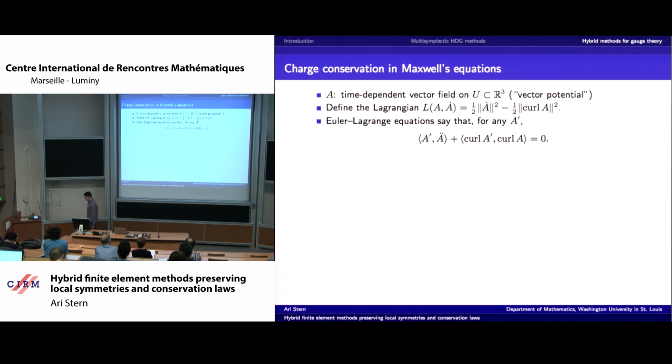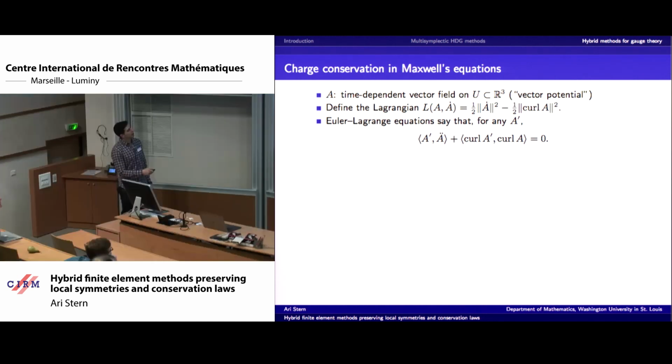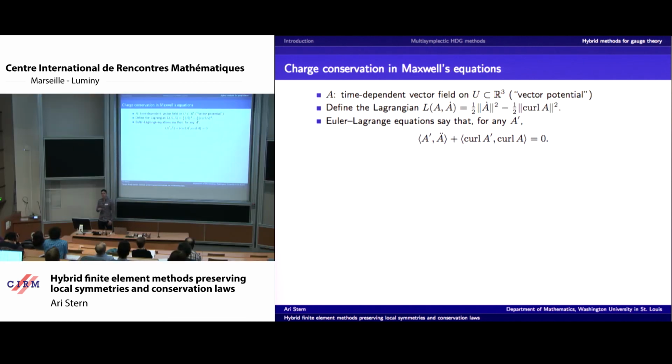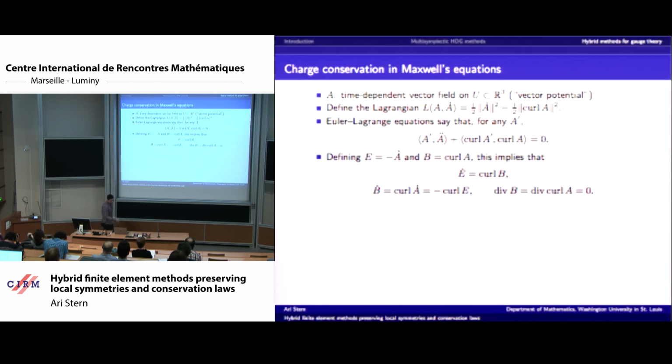All right, if I do the Euler-Lagrange equations, one way of writing this in a way that's particularly finite element friendly is saying that for any variation A prime, I have that the L2 inner product of A prime with A double dot plus curl A prime with curl A is equal to 0. By the way, I'm using primes for my variations rather than the next letter in the alphabet, because B in electromagnetics means something very specific. So I'm just putting primes here to indicate variations.